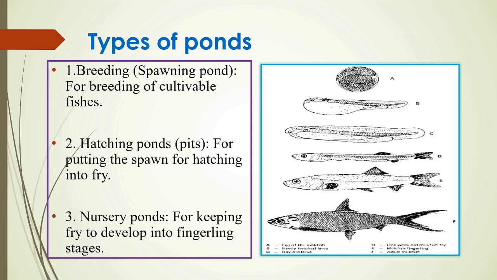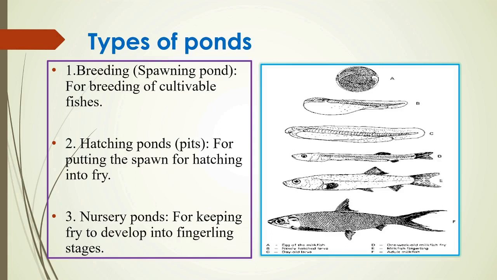Coming to the types of ponds, an ideal fish farm should contain at least 4 different types of ponds, each for a specific purpose. Sometimes the number of ponds may be increased to 6 also. Let us see these 6 different types of ponds one by one. The first one is breeding pond. Breeding pond is also called spawning pond. This pond is constructed for the breeding of the fishes.